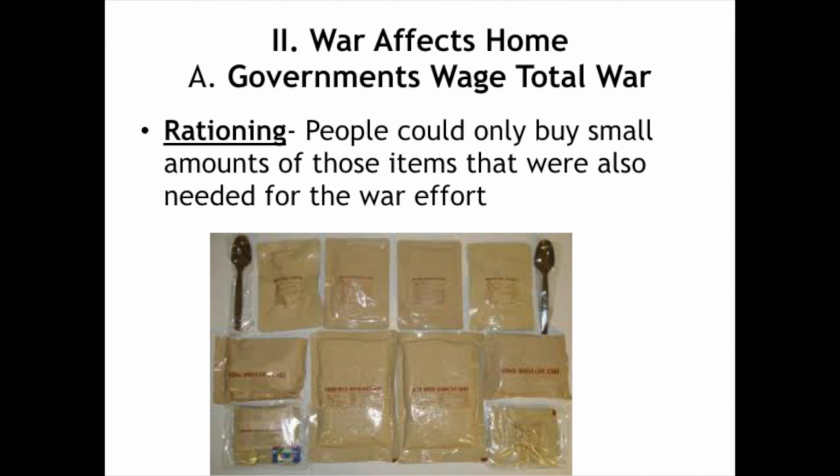So we would see rations of beef. We would see rations of leather because that leather was needed for shoes. We would see rations of wool. Wool was needed for uniforms. We would see rations of rubber because rubber was needed for truck tires in the war. So everybody would have to limit their intake of goods at home so the soldiers could use them in war.